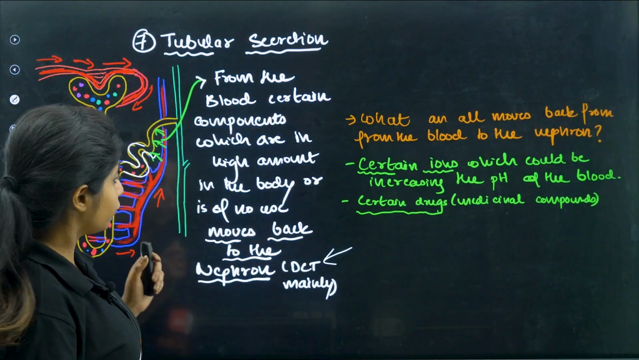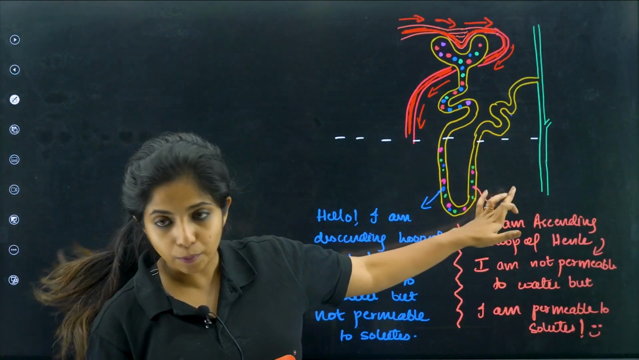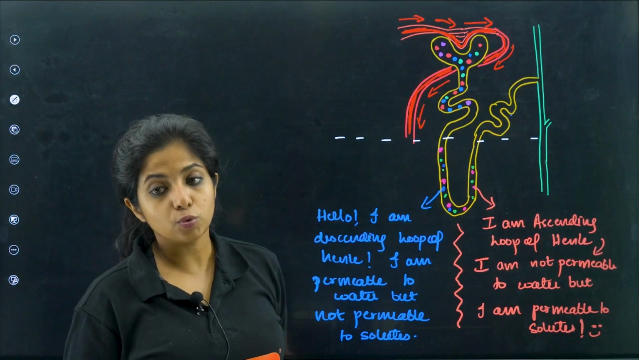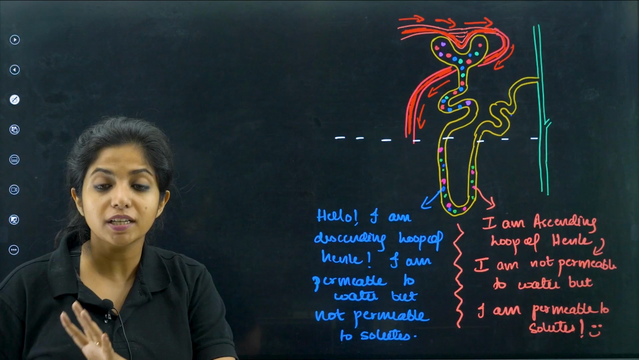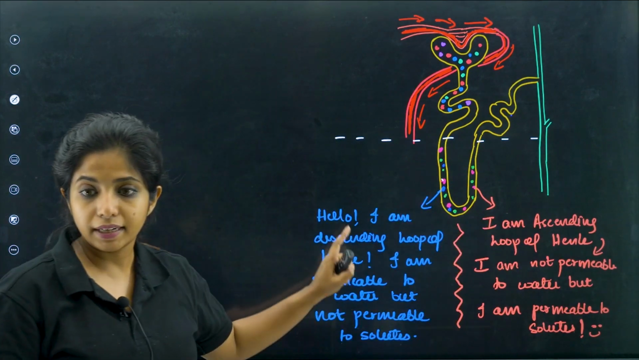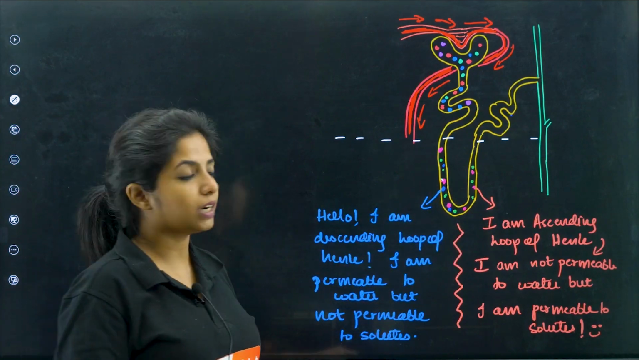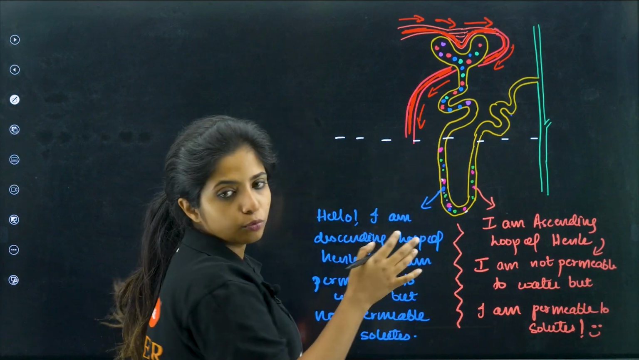Now here, if you have thought about it, there is a role for the loop of Henle also. This loop that you see is known as the descending loop, and this loop that you see is known as the ascending loop. I'll tell you a fun fact. The descending loop is permeable to water. So water can move in, water can move out. It is permeable to water, but it is not permeable to solute. That means solutes, certain ions, glucose, won't be able to move out or move in.